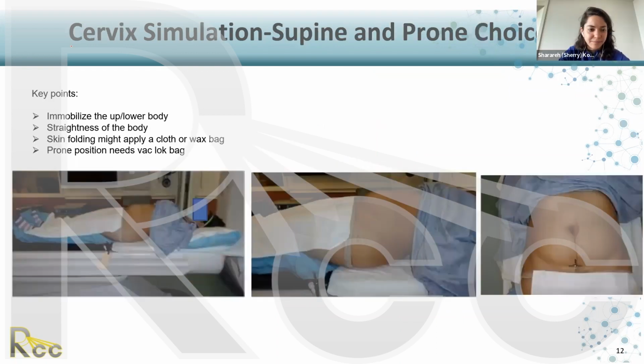Thank you so much. For the cervical simulation, if the patient can do a prone, that will be great. It's good for the beam setup. But supine is also okay, and maybe a little bit more comfortable. Certain patients may have skin folding in this area. If you have the ability, make a cloth or wax to separate them a little bit, and that will definitely help with later skin toxicity. Make sure you immobilize the upper and the lower body. Most patients are still in pain also, so that they don't move during treatment.